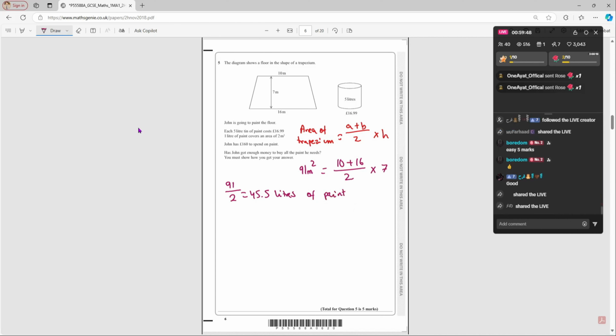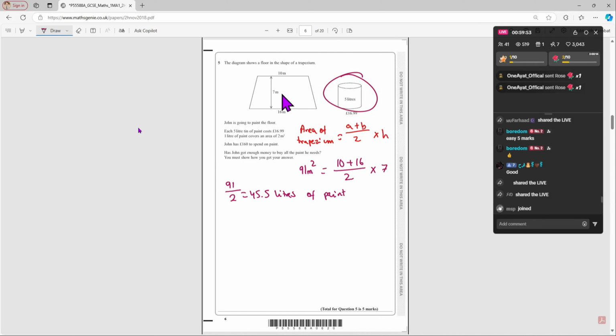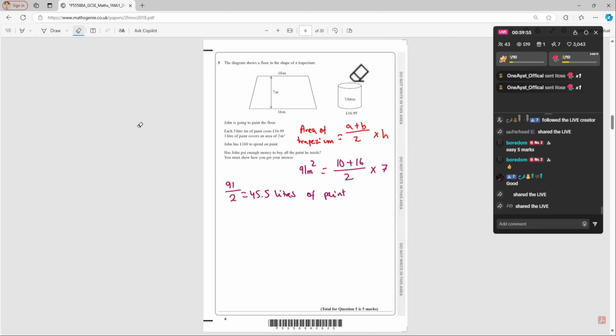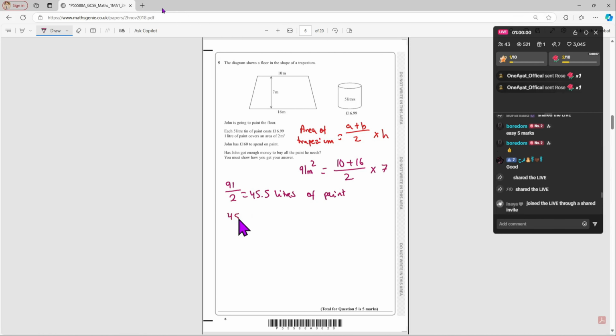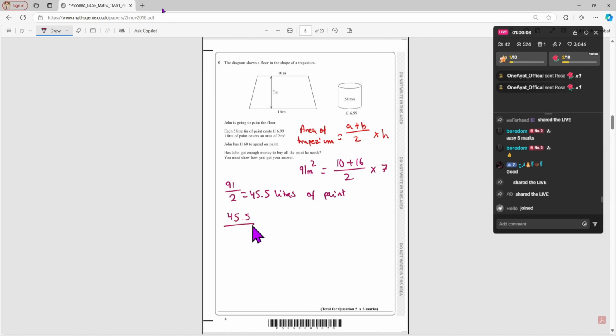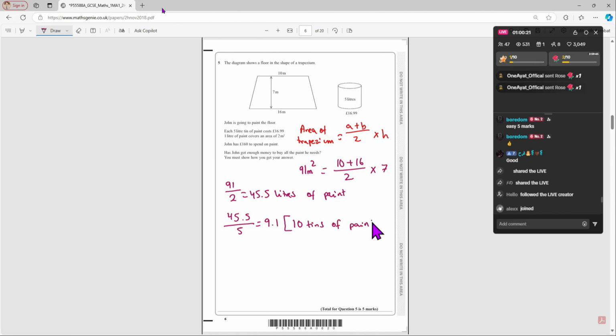Now we need to work out how many tins we need. We know that 1 tin has 5 liters in it. So we're going to do 45.5 divided by 5, and then you know that we'll have 9.1. We can't have a 9.1 tin, so we're going to round it up to 10 tins in total. So now we've got 10 tins of paint.